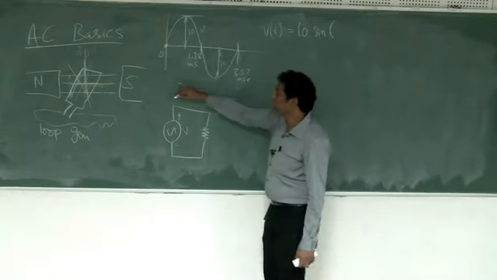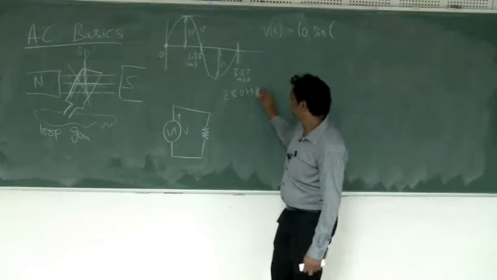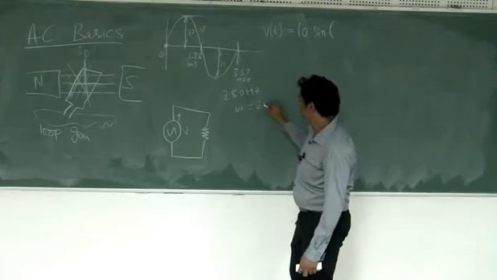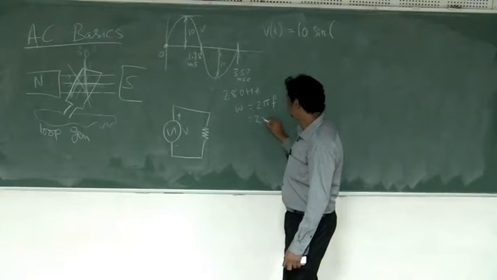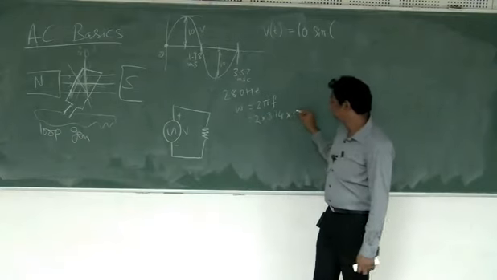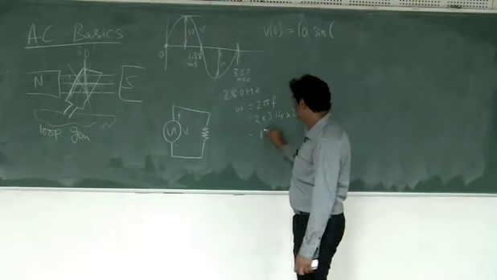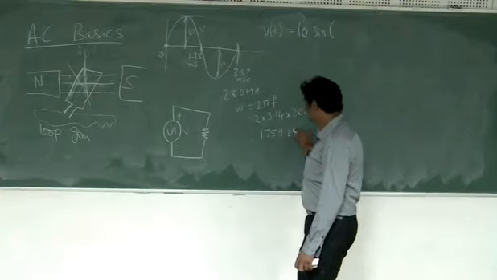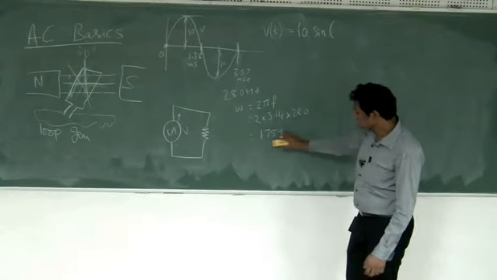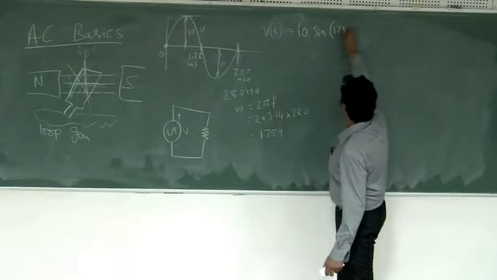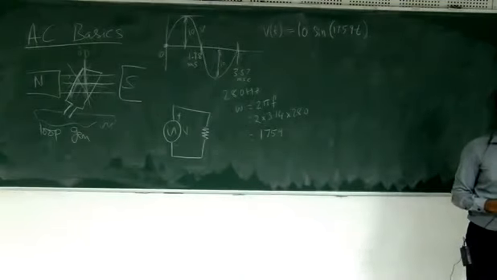So here I've already told the frequency is 280 hertz. So what is omega? 2 pi f or 2 pi by T. What is that? 2 into 3.14 into 280. How much is this? 1759. Since it's a very large number, you can actually neglect this part. So 1759 t is my representation of that particular waveform.